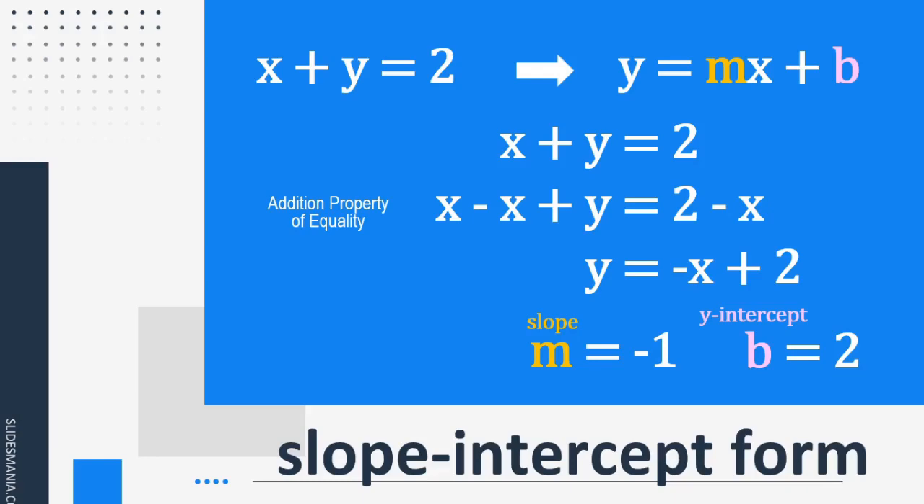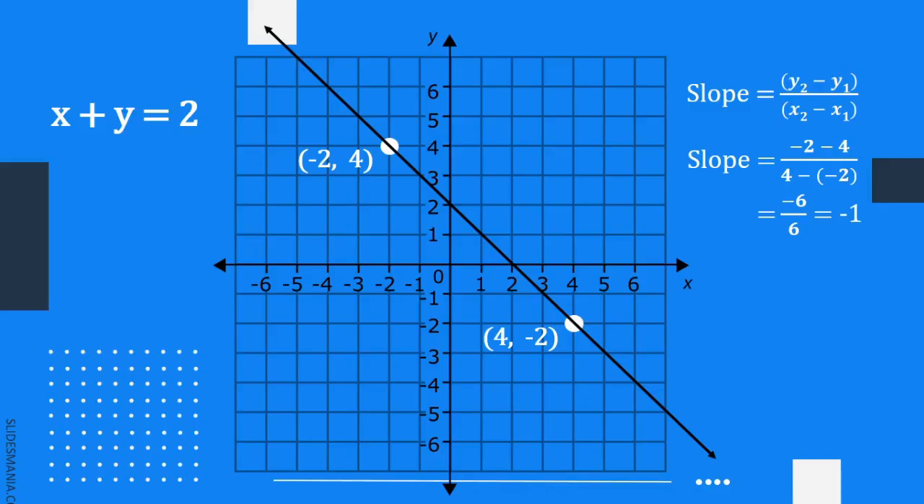Yung y-intercept naman, i-plot natin. Sabi, ang y-intercept daw ay 2. So, tama, di ba? Nag-cross siya dun sa y-axis sa number 2. Ayun siya, oh. Ayun yung point natin. So, ang point natin or y-intercept is 0, 2. Okay? So, tama siya.